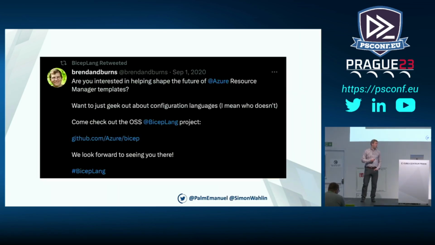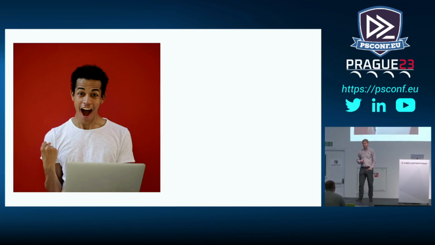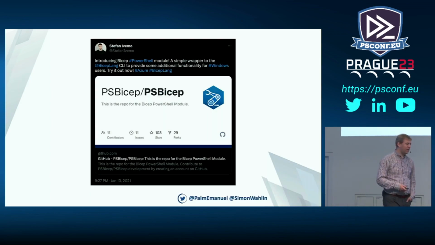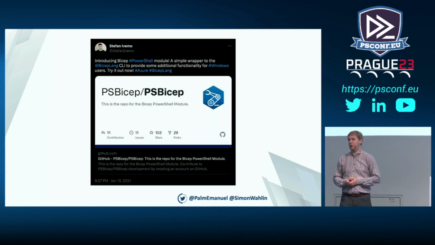So almost 3 years ago, Brendan Burns tweeted this tweet, and by that he also announced the first early alpha version of Bicep. When this happened, we were really excited. We started using it directly, and we soon realized that there were a few rough edges. Not because there is anything wrong with Bicep, but because it was alpha 0.1, so it was a really early release. So we started working with it, and one of our colleagues, Stefan Ivemo, wrote a few PowerShell scripts to make our everyday life a little bit easier when we were working with Bicep.